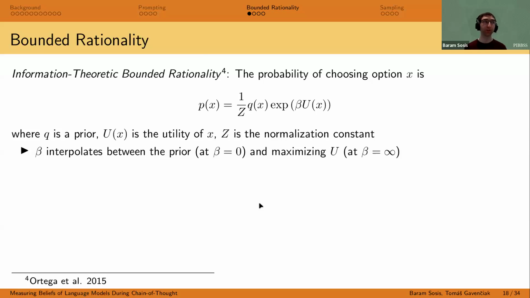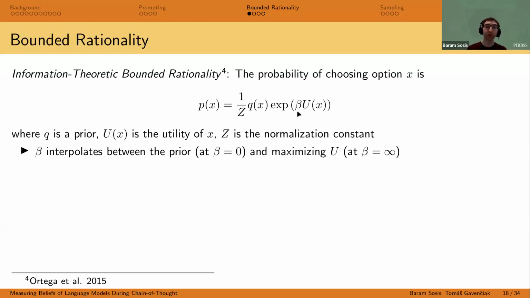I'm working with this information theoretic bounded rationality framework. There's a lot of theory here. I'm not going to go into any of it because it's not really important, and there's a lot of it. But essentially, we model the probability of picking an option using this equation here. We have a prior, a distribution over the possible options. That's the Q here. And then the probability is proportional to an exponential of U, a utility function of the different options, times this constant beta. The Z here is just a normalization constant to turn it into a probability distribution.